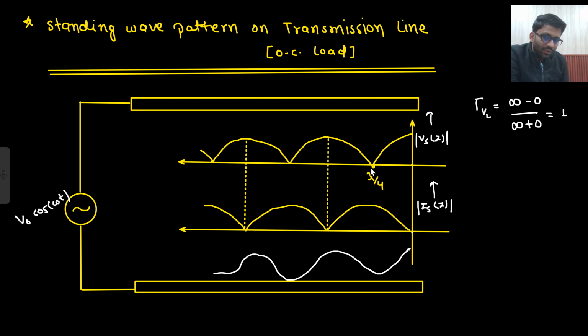From 0 to lambda by 4, if you start from here, this is your y equals 0 and y equals L. So from 0 to lambda by 4, at a certain time, I am saying that here there is positive charge. Then how much charge will be there on this point? Here there will be negative charge only, no? Are you getting to understand what I am saying?